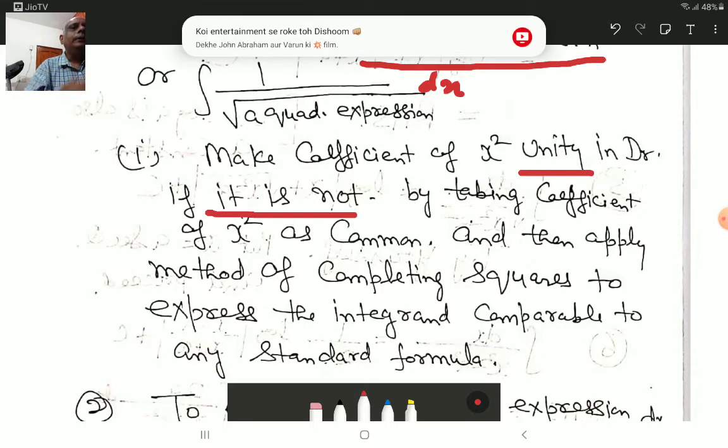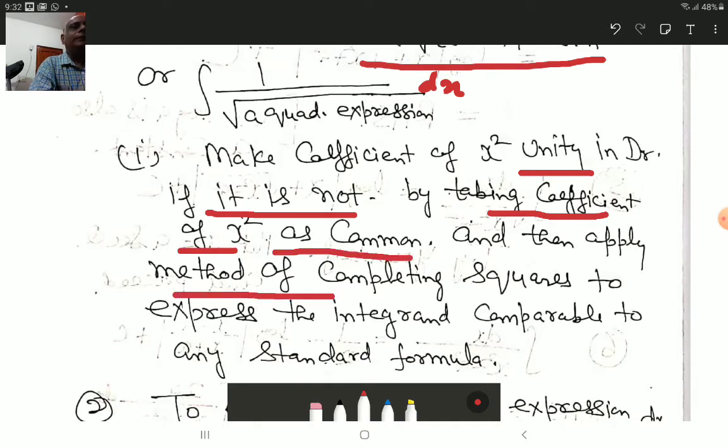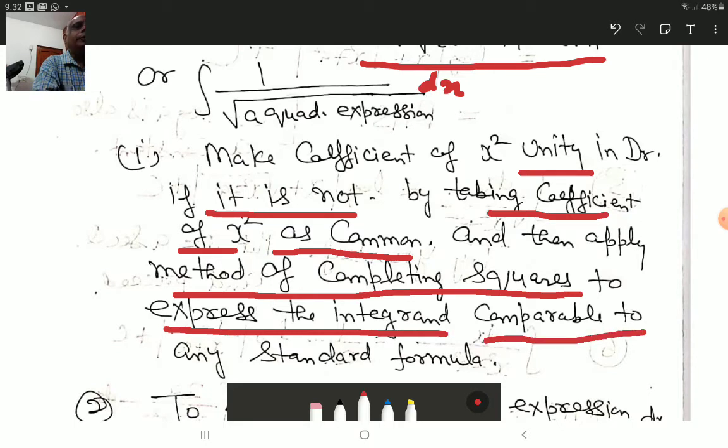How will you do so? By taking the coefficient of x square as common and then applying the method of completing squares to express the integrand comparable to any of the standard formulas. We will apply the method of completing square to express the denominator as x square plus a square or a square minus x square. I mean to say any form which is comparable to the formulas that we have done.